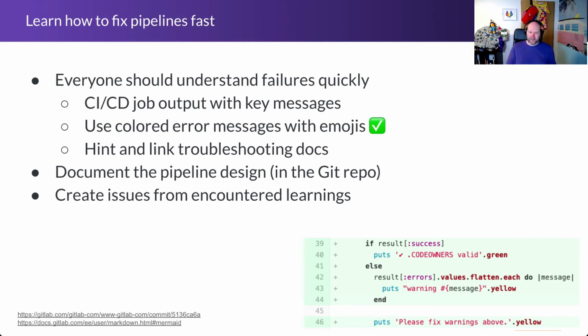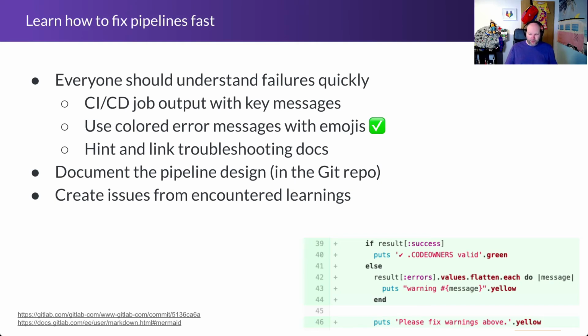We can also use colored error messages on the terminal, and also use emojis as Unicode or UTF-8 encoded characters. We can also link things in there, like troubleshooting documentation or documentation on how the pipeline is designed.